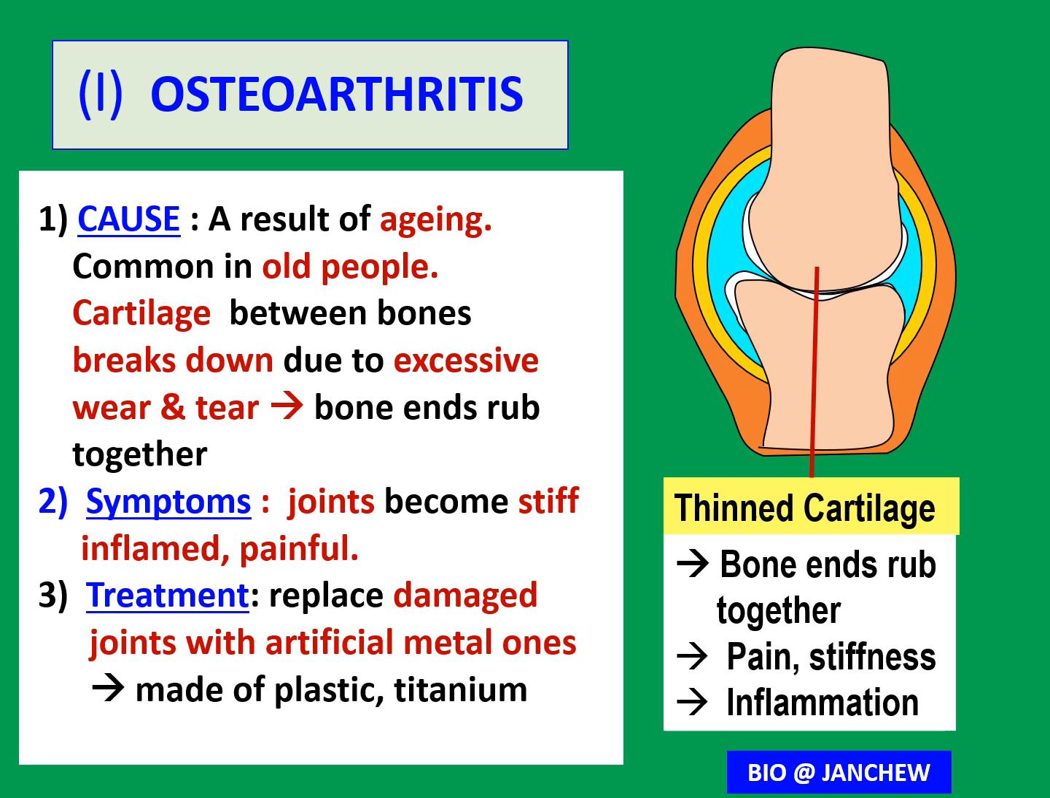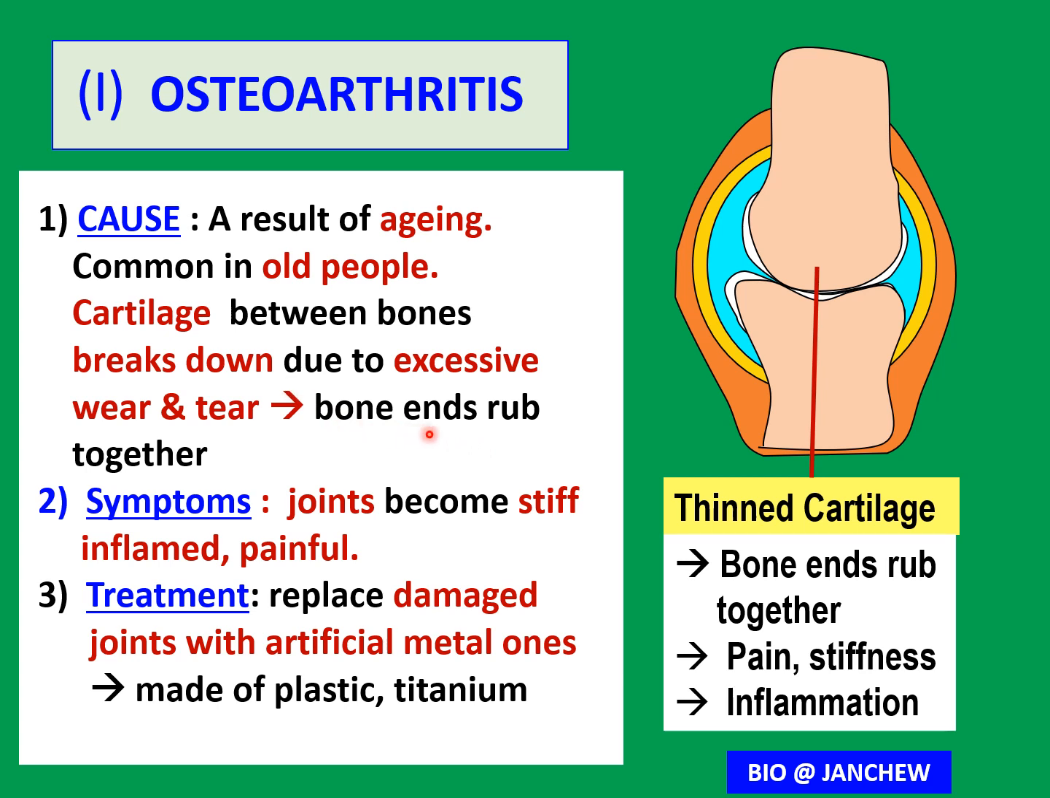Okay, let's look at the first type of arthritis, osteoarthritis. Osteo, as we know, has something to do with bones. So osteoarthritis is caused by aging, and it's very common in old people. So the older a person gets, the more his cartilage will have broken down due to excessive wear and tear, especially at the knee. Whenever a person walks, the cartilage rubs against each other, so it will wear down, it will break down.